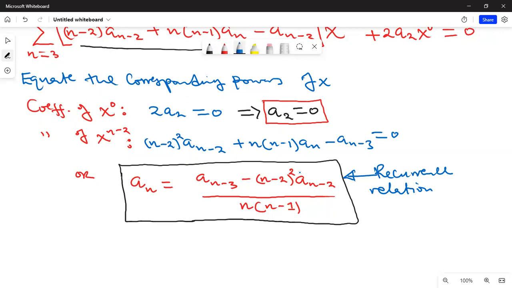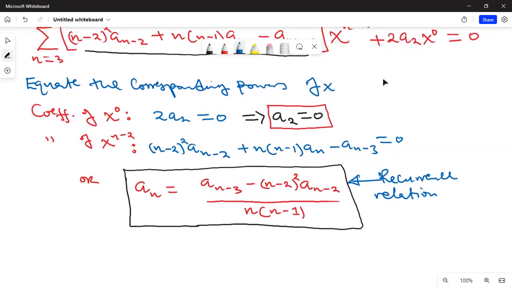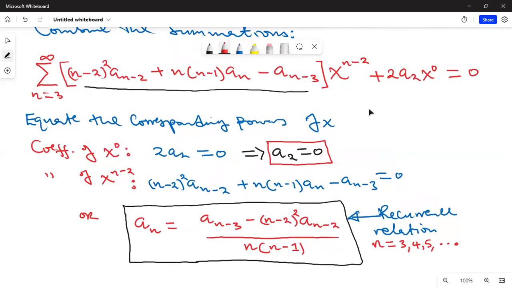But starting from n equals to, look at where we got it from. This recurrence relation is valid for n equals to 3, 4, 5, etc. Because we got it from the series that was starting from n equals to 3 up to infinity. Of course, the index cannot be negative. That's why we are starting from 3.